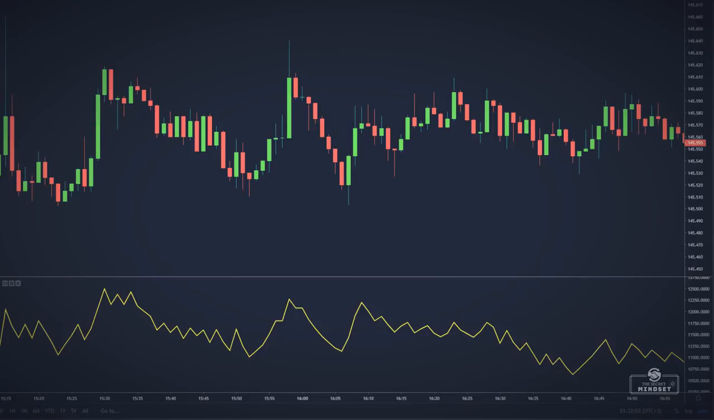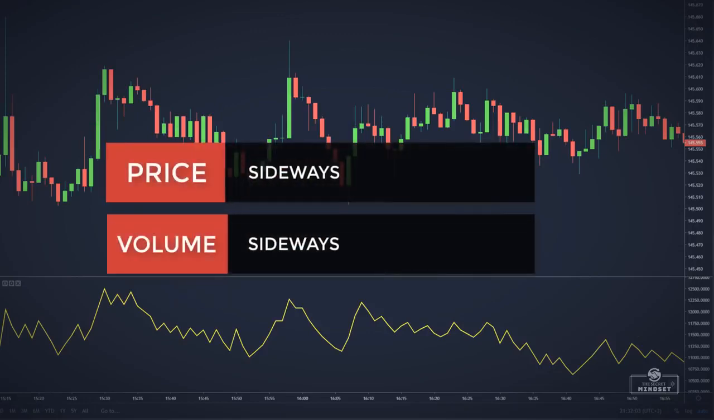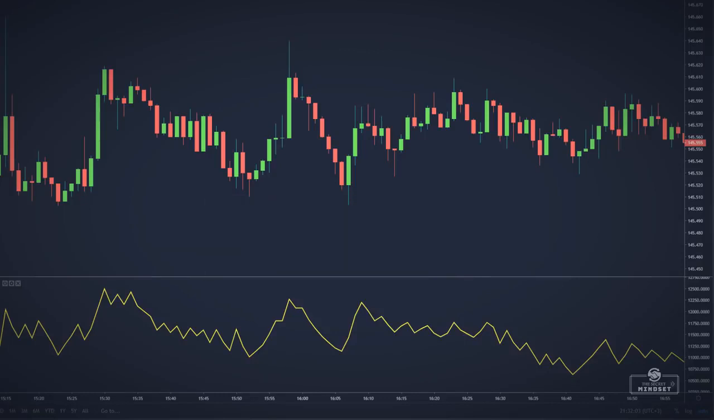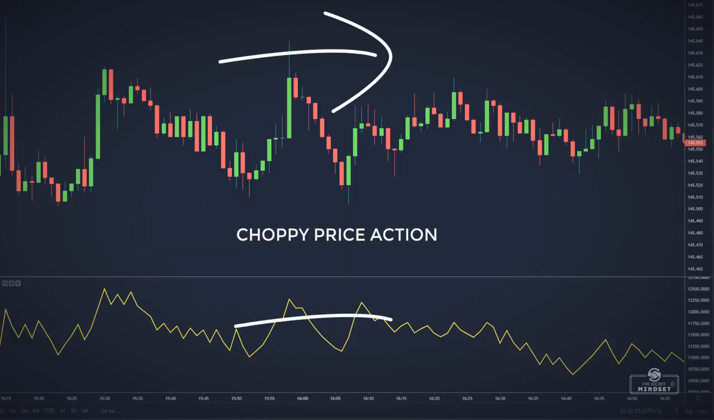The third pattern involves a sideways price action combined with sideways OBV. You should simply not take any trades during this period because this is a period of uncertainty with no clear direction from price or volume.